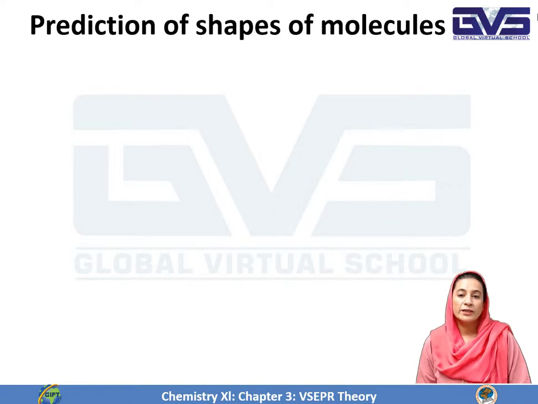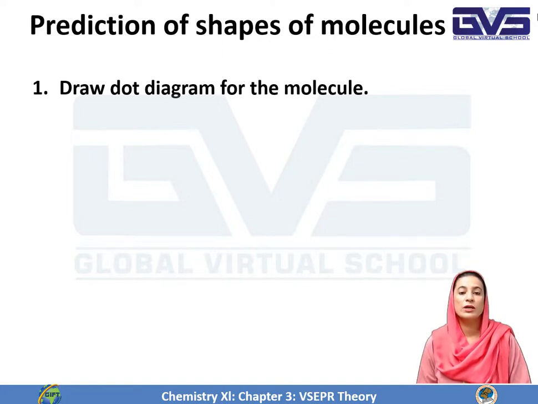So how do we predict the shape of molecules? What are the steps to follow? Its shape will be linear, or triangular, or some other shape. It has four steps basically. First of all, draw the dot diagram of the molecule. All of the atoms in the molecule have valence electrons, and the valence electrons are represented by dots, or they can also be represented by crosses. So first of all, draw the dot diagram of the molecule.